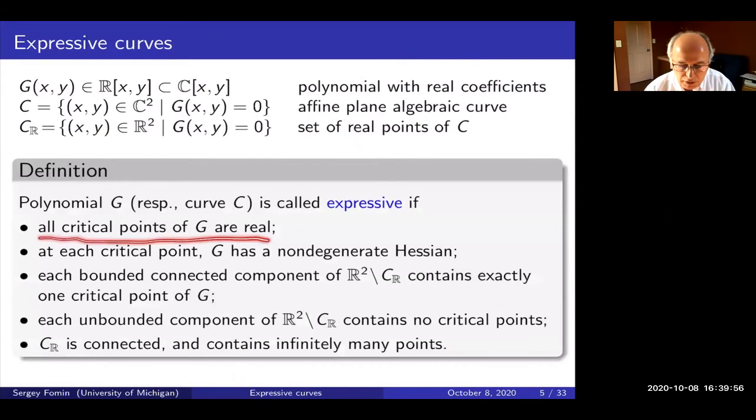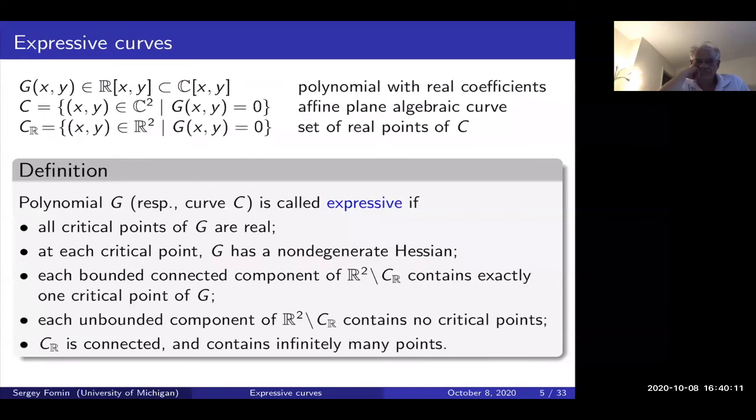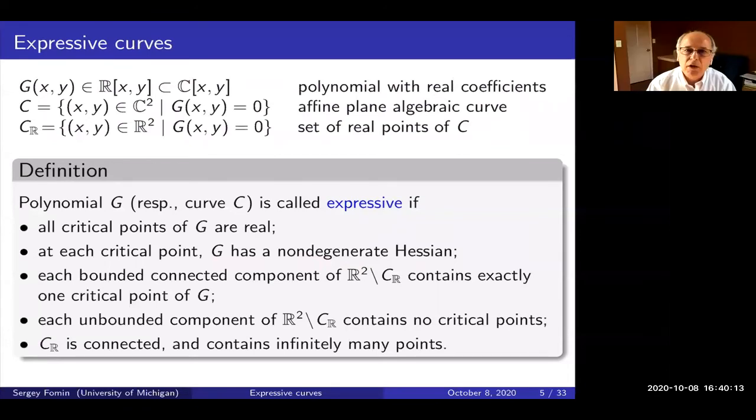All critical points are real. I also want them to be Morse, so I want a non-degenerate Hessian at each critical point. And then I want each bounded component to contain exactly one critical point, and each unbounded component to contain no critical points. And also I want this to look like a curve, so we have infinitely many points and the set of real points is connected.